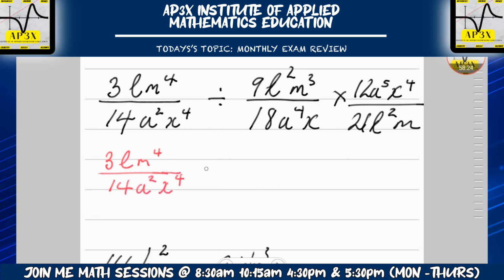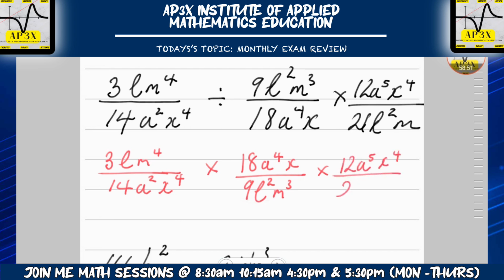Because we are dividing a fraction, we know that we have to change the division sign to multiplication. Then we're going to invert the last fraction, the fraction that comes after the division sign. So the 18a to the 4th x goes at the top, and the 9l squared m3 goes at the bottom. Then we proceed to multiply once again by 12a 5 x4 all over 21 L squared M.